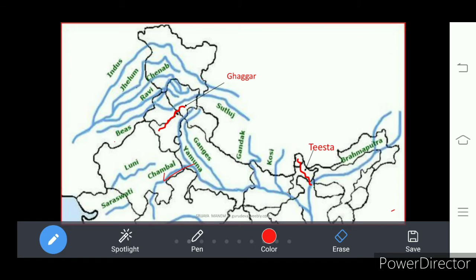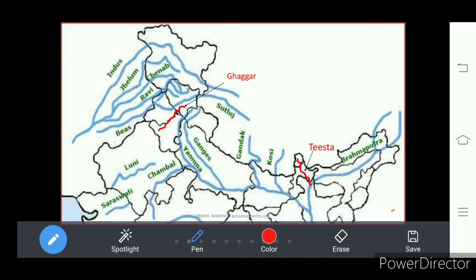Understand? Then the third division of the Indo-Gangetic plains is the eastern part, which is formed by the river Brahmaputra. Which one? River Brahmaputra. Look at here.